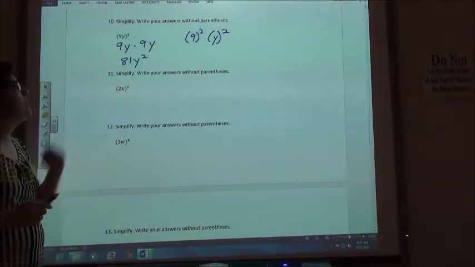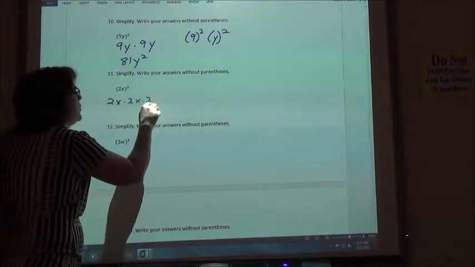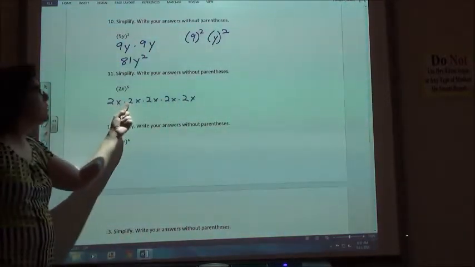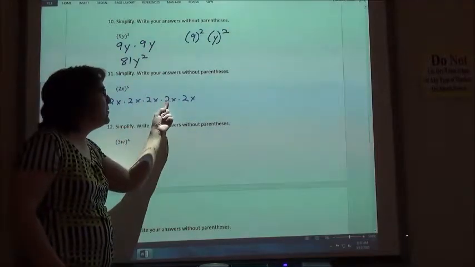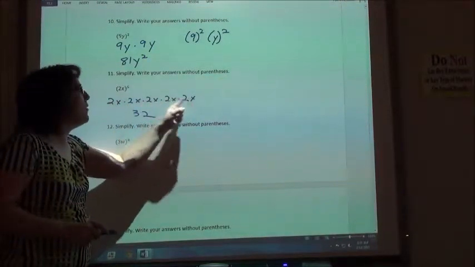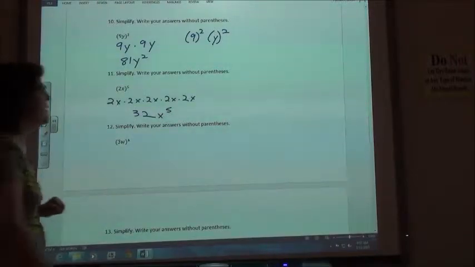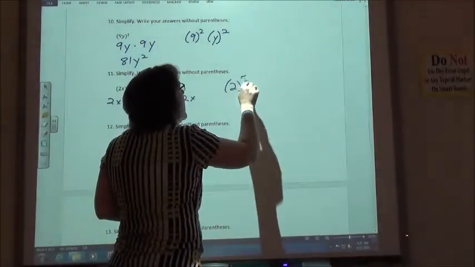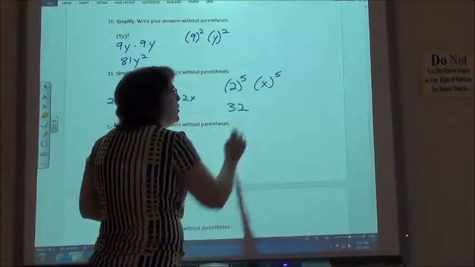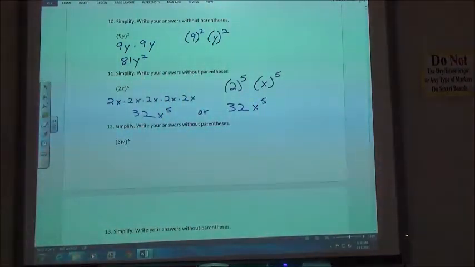So if I'm going to do 2x to the fifth power, I could do 2x times 2x times 2x times 2x times 2x. Gets really long. 2 times 2 is 4, 4 times 2 is 8, 8 times 2 is 16, and 16 times 2 is 32. And I've got 1, 2, 3, 4, 5 x's, so x to the fifth power. However, if we do our shortcut, we would take the 2 to the fifth power and then the x to the fifth power. 2 to the fifth power is 32, and then x to the fifth power, and I get the same answer either way.